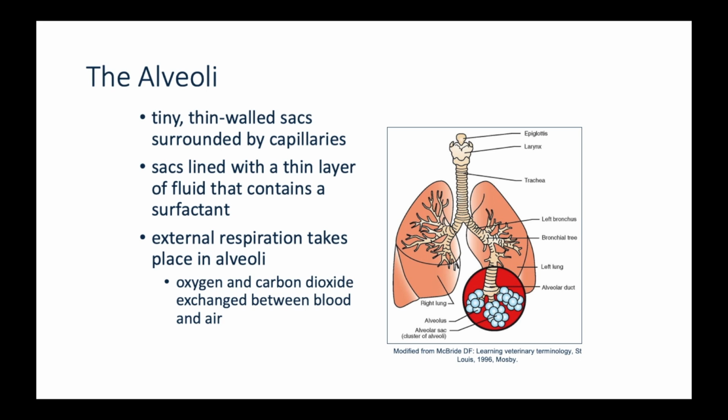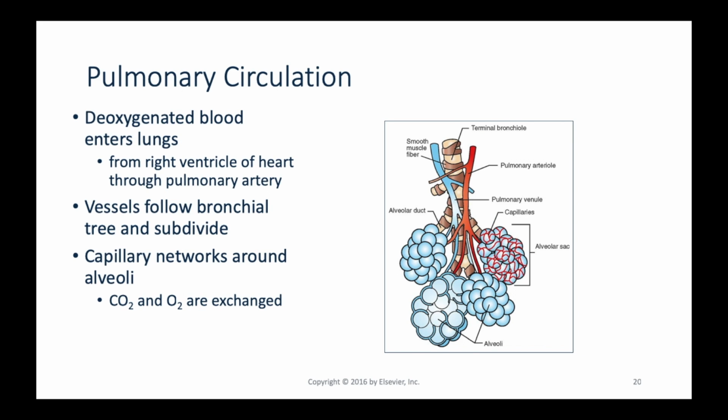It has returned to the heart now in the large systemic veins after delivering oxygen to the body's cells and picking up the carbon dioxide that was produced. So this CO2-rich blood enters the right side of the heart and is pumped out into the pulmonary artery by the right ventricle. The pulmonary artery splits into left and right pulmonary arteries and enters into the 2 lungs. The vessels follow the bronchial tree and subdivide. The capillary networks around the alveoli exchange the CO2 for the oxygen.